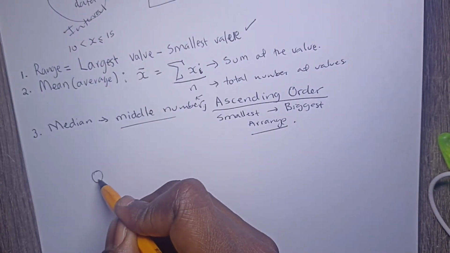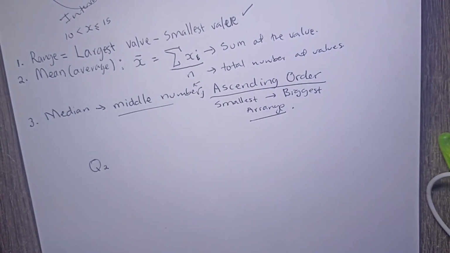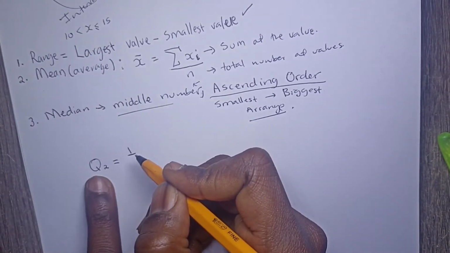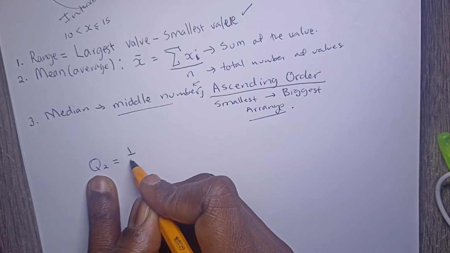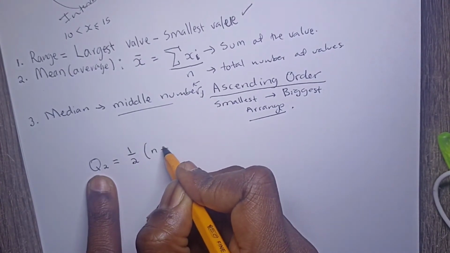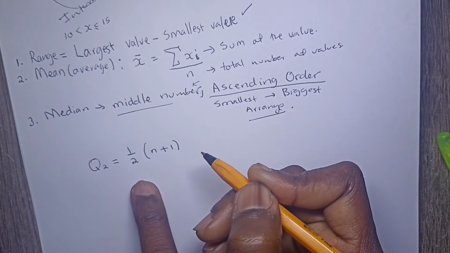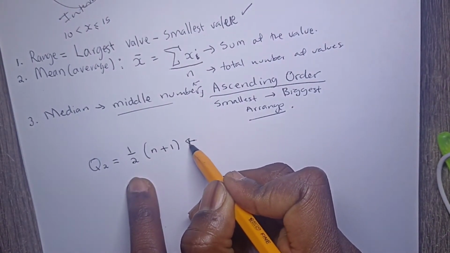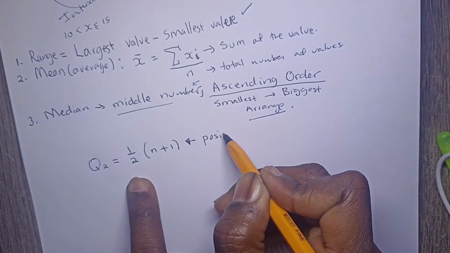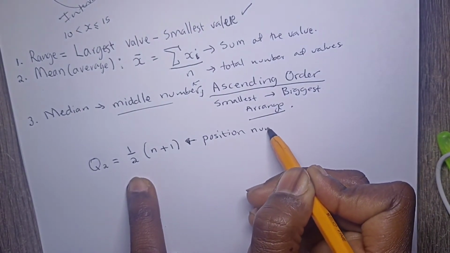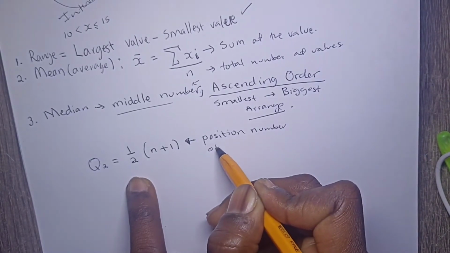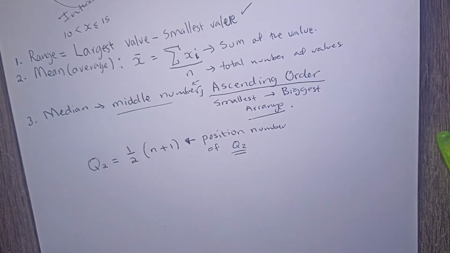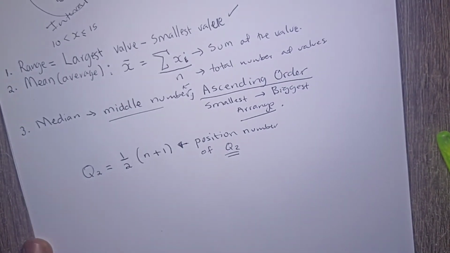There's actually a formula that helps you to find the middle term. It's called Q2. So the median is represented by this sign. Q2 equals 1 over 2 times (n plus 1). Now you need to listen carefully. This formula does not give you the median. It gives you the position number of Q2. It tells you which position number in your data set is your median or your middle number.